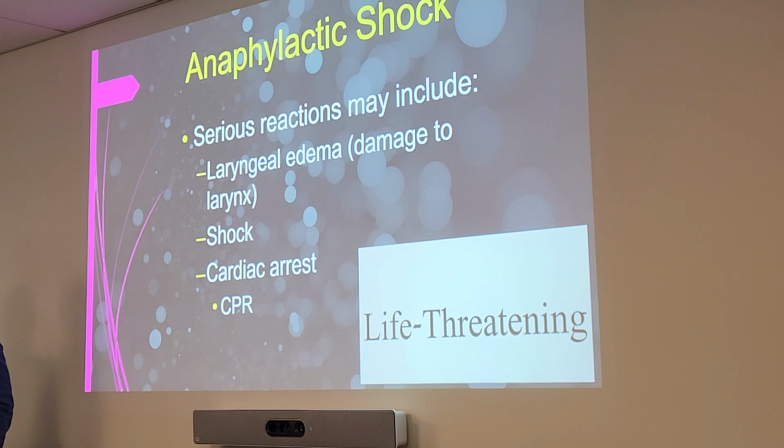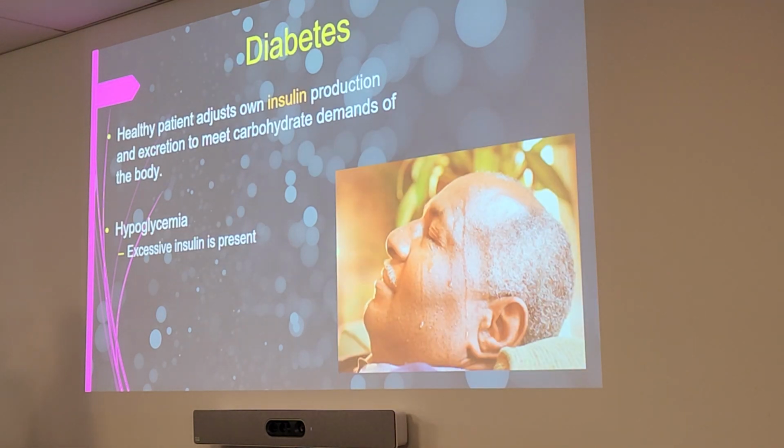What is the compression rate for CPR currently? 30 compressions for 2 breaths, to equal 100 in a minute. So you need to get to 100 compressions per minute. It's 30 compressions to two breaths.